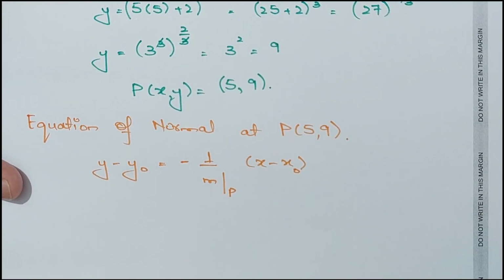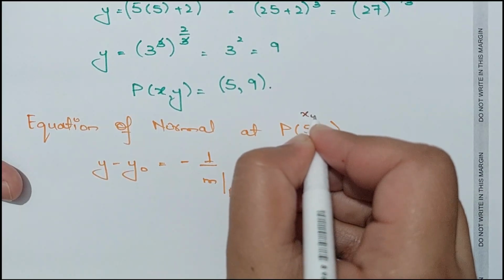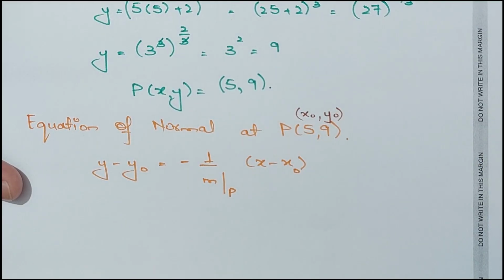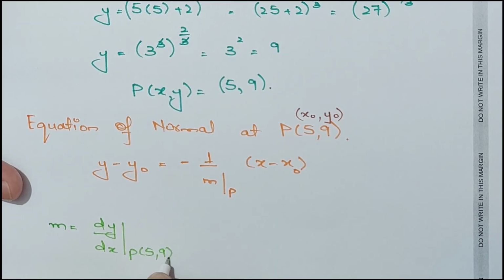So what is my x naught and y naught? This is my x naught, which is 5, and this is my y naught, which is 9. Okay, now m is basically the gradient which we have to solve. Let me solve for m. This is dy over dx at the point P, which is (5, 9).